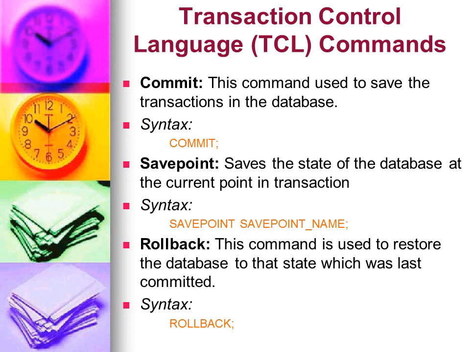Next, savepoint. Saves the state of the database at the current point in the transaction. Syntax for this is SAVEPOINT savepoint_name. We can give any name for saving that particular point. Next is rollback. This command is used to restore the database to the state which was last committed. Syntax for this is ROLLBACK.